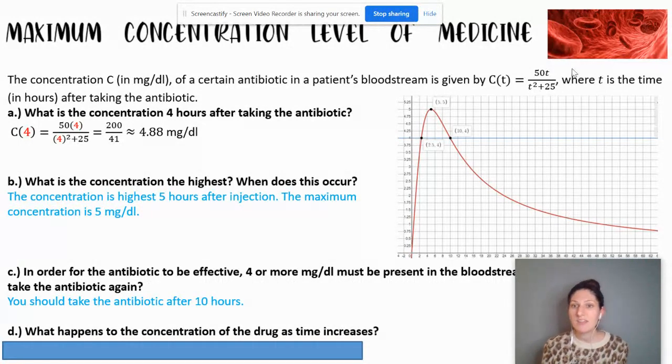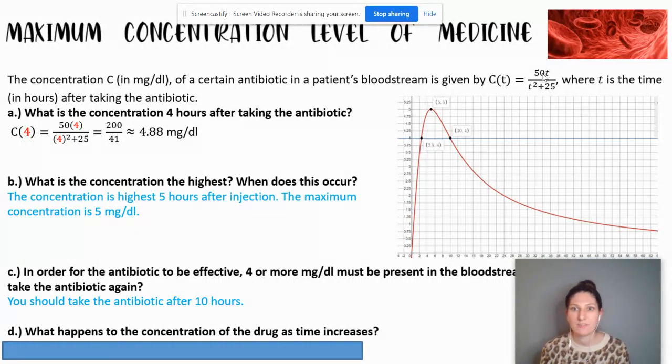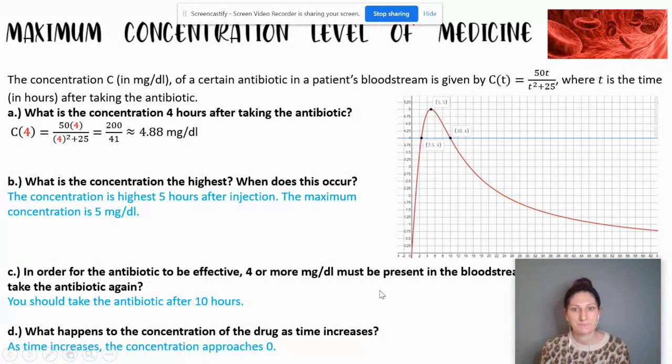If you think about what the horizontal asymptote of this rational function would be, is the degree bigger on the top, bigger on the bottom, or are the degrees the same? If you said the degree is bigger on the bottom, you are correct. Whenever the degree is bigger on the bottom, your horizontal asymptote is the equation y equals 0. So that means that this concentration is approaching 0 in your bloodstream.